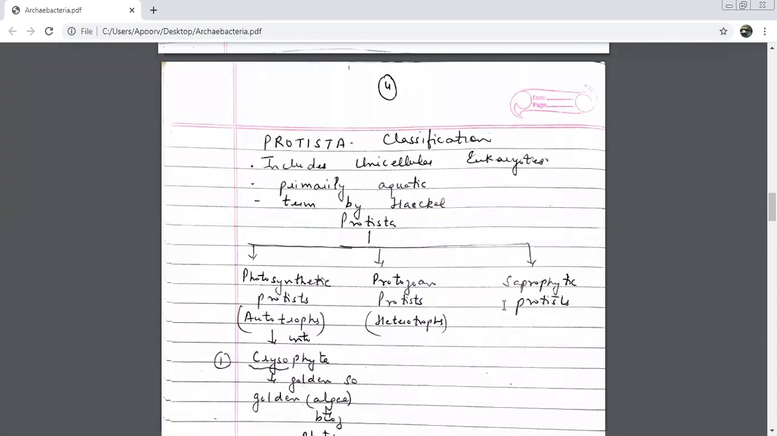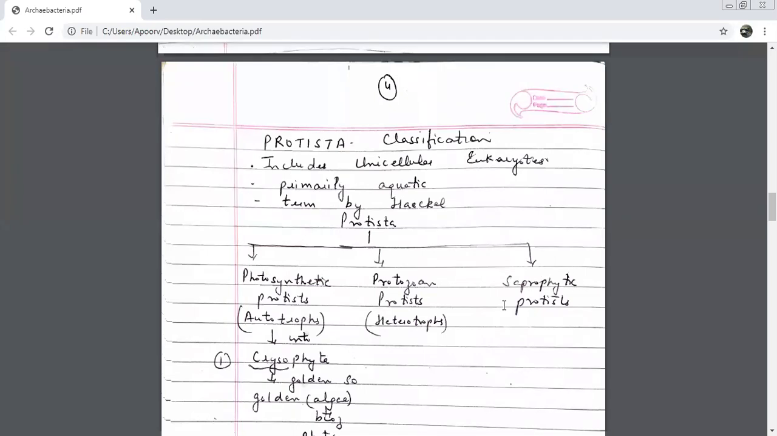Okay, dear. Very quickly, what did we remember about Protista? What is the main thing that we need to remember about Protista? I told you, these are eukaryotes. Compared to Monera, you will find them more interesting. They're primarily aquatic; they can be both marine or found in fresh waters. This term, Protista, was given by Haeckel. These are the three things we need to remember.